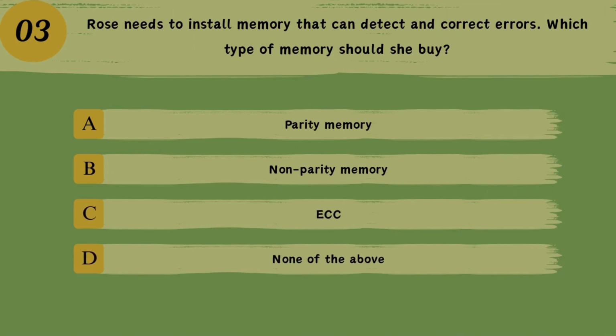Question 3. Rose needs to install memory that can detect and correct errors. Which type of memory should she buy? A. Parity memory. B. Non-parity memory. C. ECC. D. None of the above. Correct answer. C. ECC.